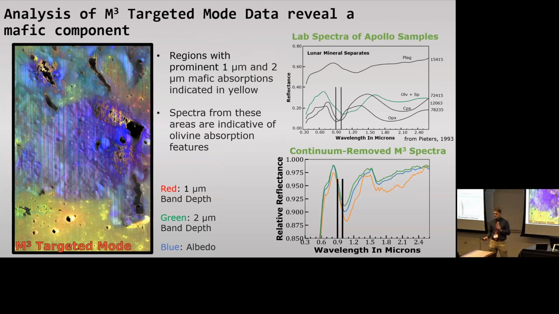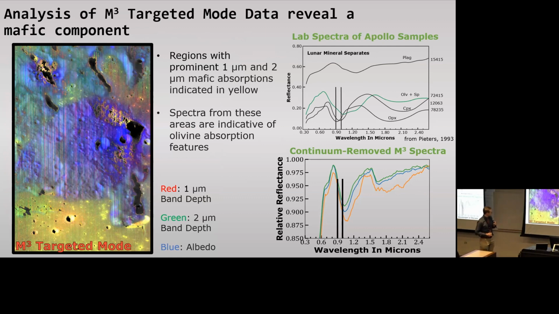So this project really started when we started looking at this data set that is often underutilized because it is so scarce, and that is the Moon Mineralogy Mapper, or M-cubed, targeted mode data set. But fortunately enough for us, there is a pass of M-cubed in targeted mode directly over the Lunar Vise landing site on the Gruithuisen Gamma Dome.